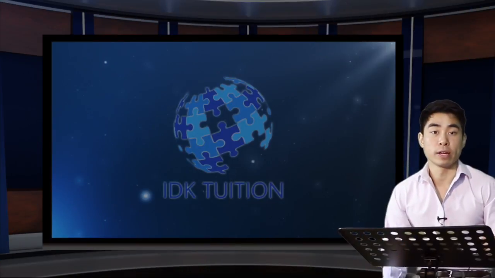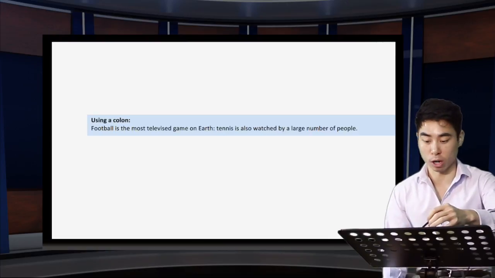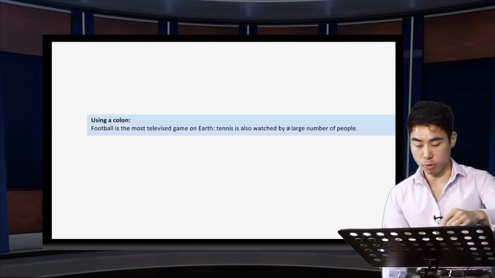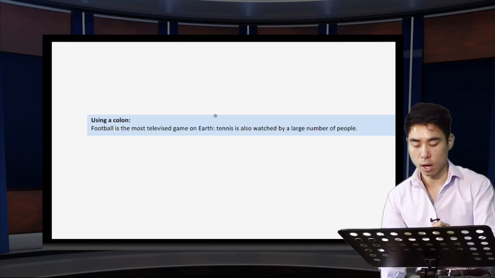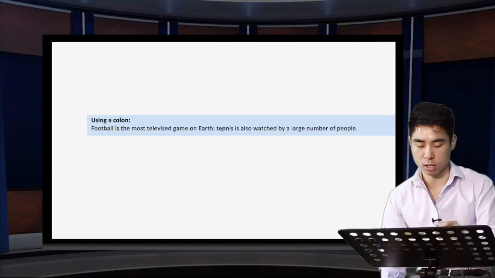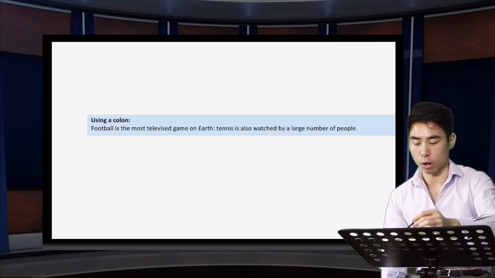Okay, so very briefly, we're going to go on to look at the other uses of the colon. I'm not talking about the large intestine here. So previously we looked at using a colon to join together two independent clauses. So these are both standalone sentences. They make sense by themselves, but here you can join them together with a colon.